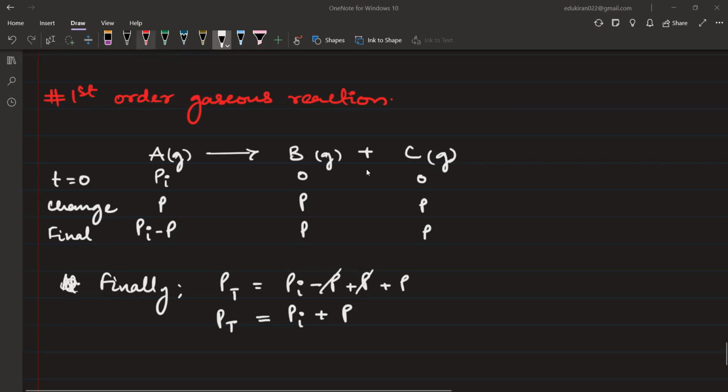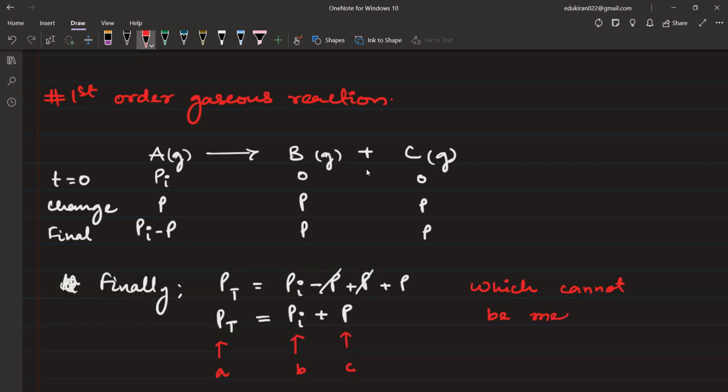Tell me, here we have three things. We have P total, we have P initial, and we have the change. Okay, how much of the gas is getting reacted? Now, out of these three, tell me which cannot be measured. Which one can we not measure, which can only be calculated through a formula? The final P, the initial P, or the change P?